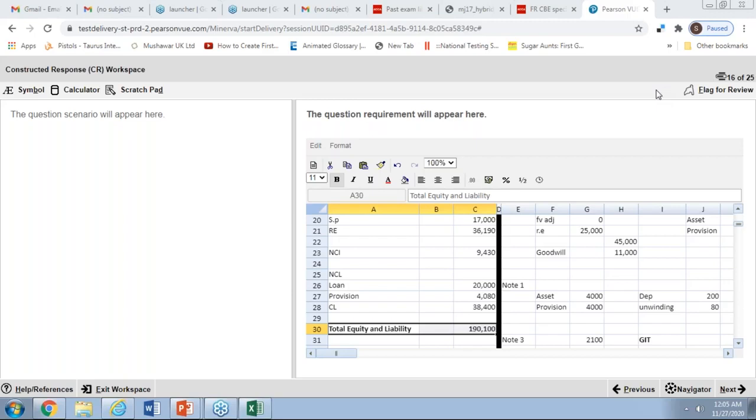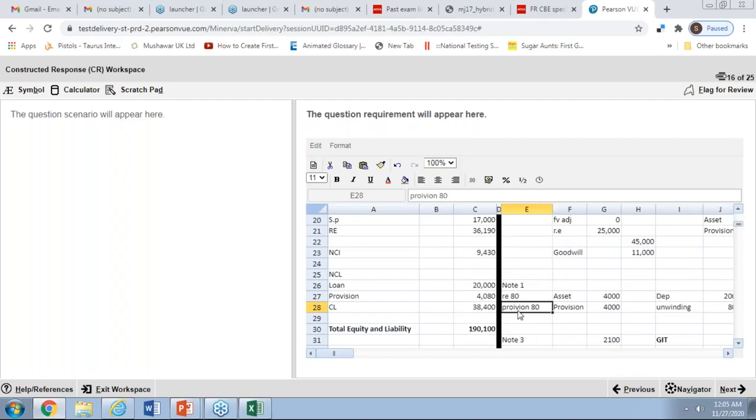What does it mean that we added unwinding to the provision? The accounting entry for the unwinding of discount will be retained earnings debit by 80 and provision credit by 80. So that is the reason we have to deduct from the retained earnings, and the provision should be added by 80.